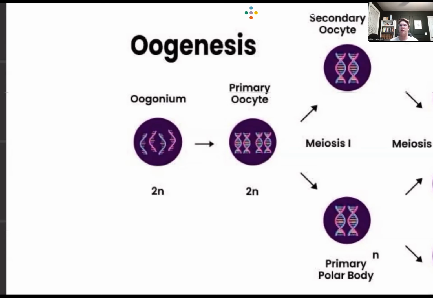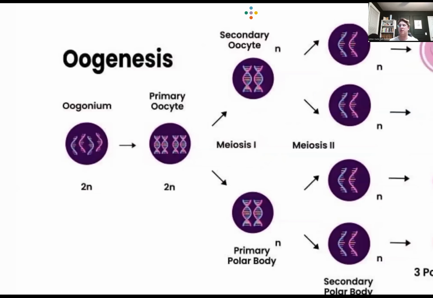Around 5 months of fetal development, the oogonia enter meiosis I and become primary oocytes. However, these primary oocytes pause in prophase until puberty. And this is something the MCAT loves testing. You need to remember that the primary oocyte is paused in meiosis I in prophase. You'll hear them call it paused or arrested.